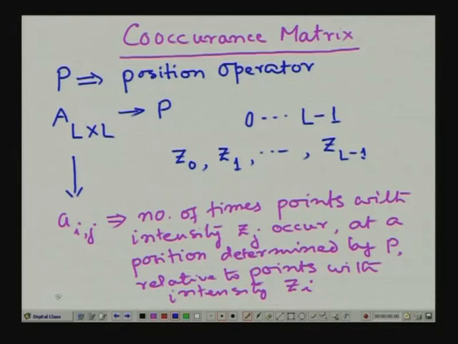Obviously, in this particular case, the indices i and j will have values within the range 0 to capital L minus 1. So, I have a matrix A of size capital L by capital L. What I mean by this will be better explained with the help of an example.